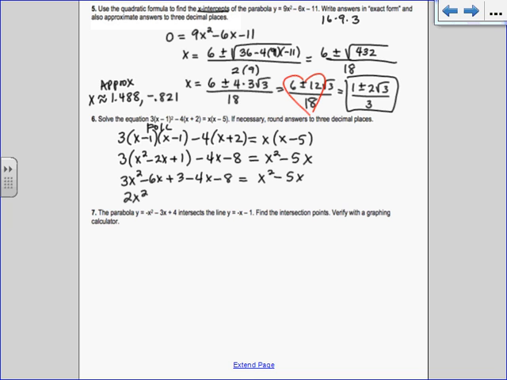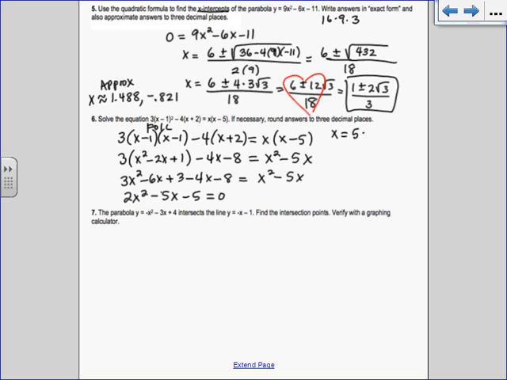I'm going to add my 5x over and get negative x. Oh, hang on, negative x and then negative 4x, right? So negative 5x. And I have 3 minus 8 is negative 5. And try as you might, it does not factor. So we do the quadratic formula.